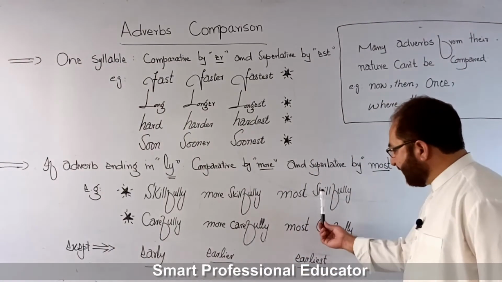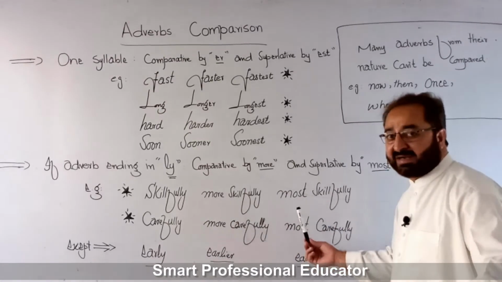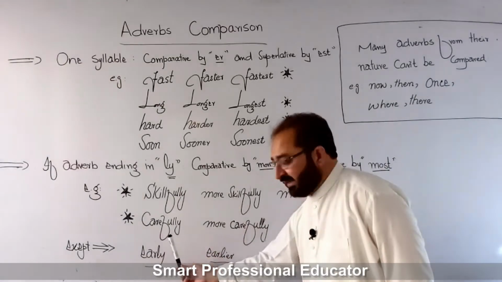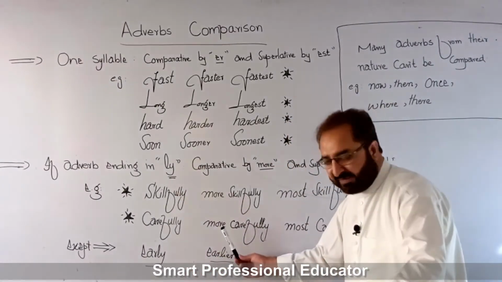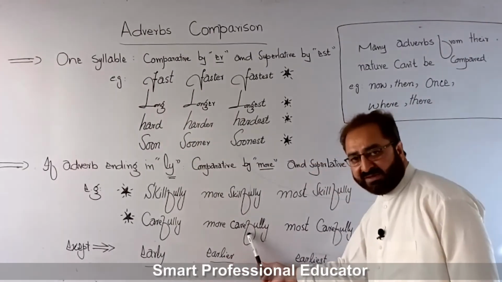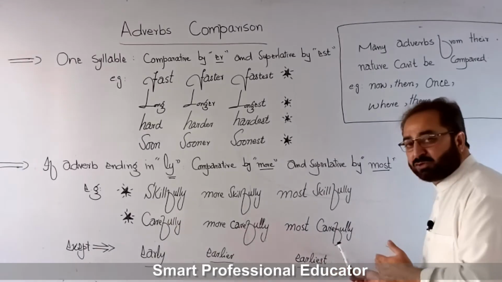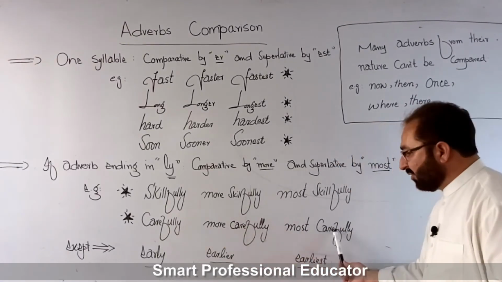And look here, by adding most before the positive degree, it turns into the superlative degree. So most skillfully. Carefully also ends in ly. Now we added more before the positive degree, more carefully, and we added most before the positive degree, and it became the superlative degree. So carefully, more carefully, and most carefully.